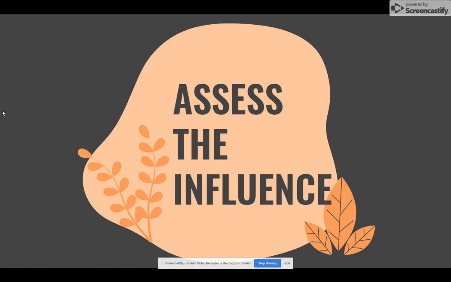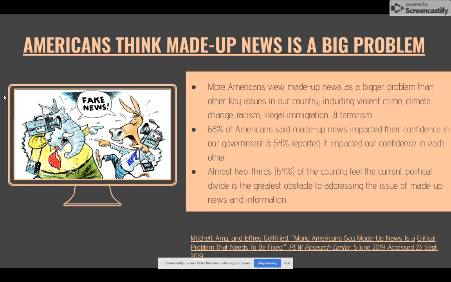media messages, whether they intend to or not, influence us. There are commercial ramifications as well as social, political, religious. There's lots of different implications from media messages. And so we need to make sure that students understand how to assess the influence those messages are playing in their lives. So again, why is it important?